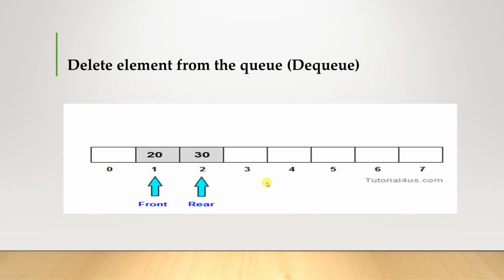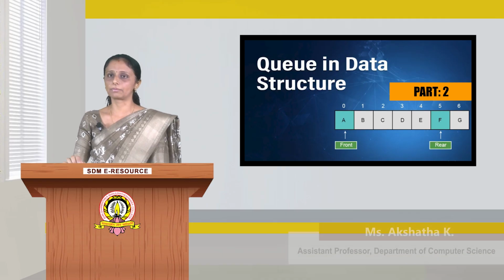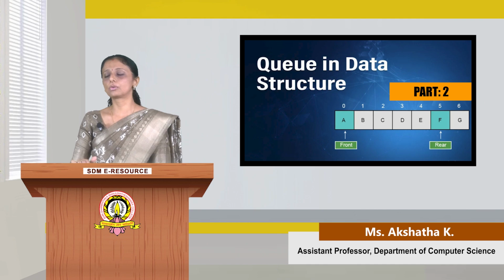Next, these are the steps that we are supposed to follow. First of all, we have to verify whether our queue is empty, and after that we have to return the frontmost element, and then we have to increment the front index by 1. So these are the steps to perform the deletion operation.